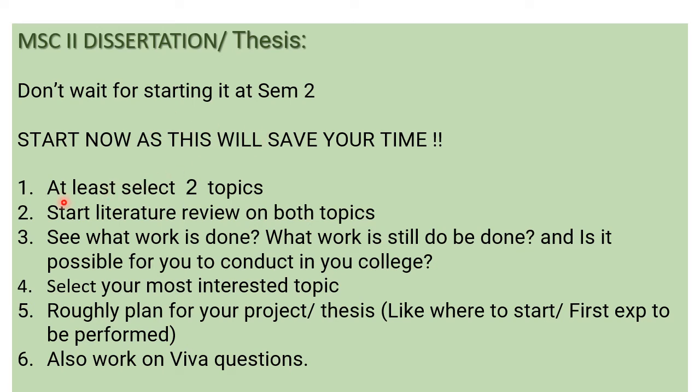So what you have to do, you select at least two topics which you are interested in. Say you have nanotechnology and say tissue culture. Okay, so these are two topics which you have. Now you're interested in both of these topics. Now how to select a particular topic? You first start doing literature review on both the topics.